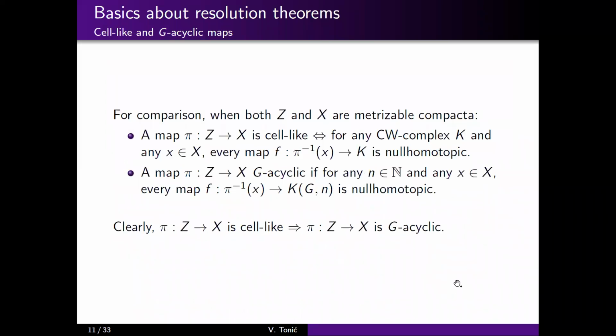And just to emphasize for comparison, in one of the possible definitions for cell-likeness, you had maps going from your fiber to any CW complex, and in G-acyclicity, you had your maps going to K(G,n)s. Then you can see that cell-likeness of a map implies that this map is G-acyclic.